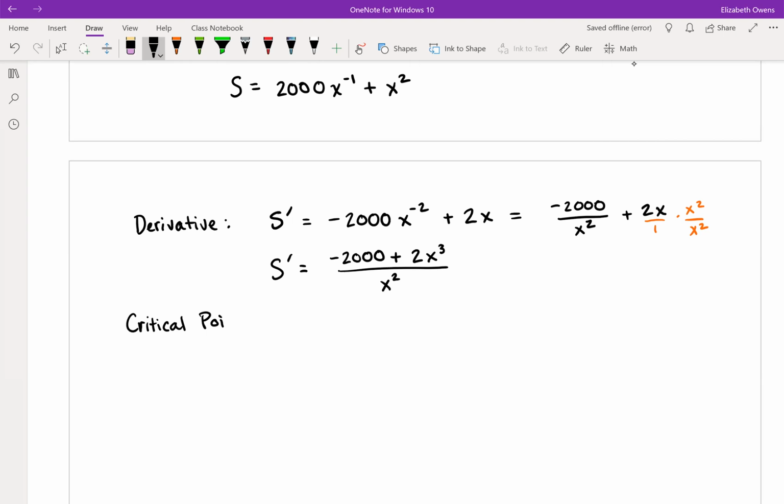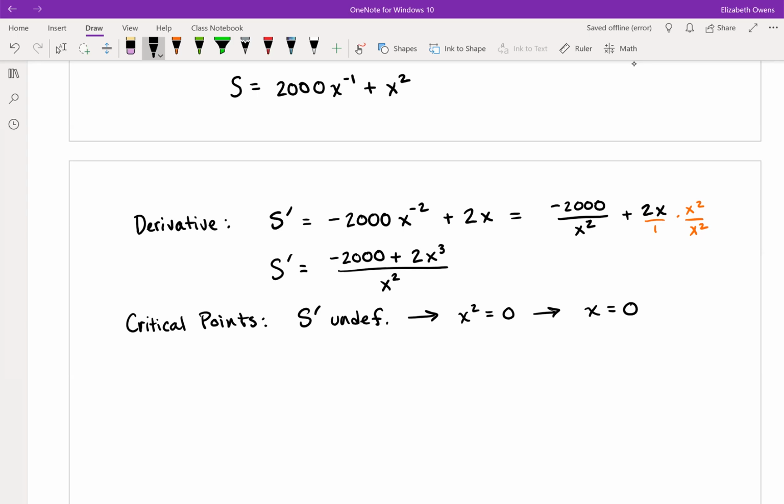Okay, so critical points. Look at where s prime is undefined. And that's why it's kind of nice to have it in a rational form like that. This is where x squared would equal 0. And so that would give us x equals 0.